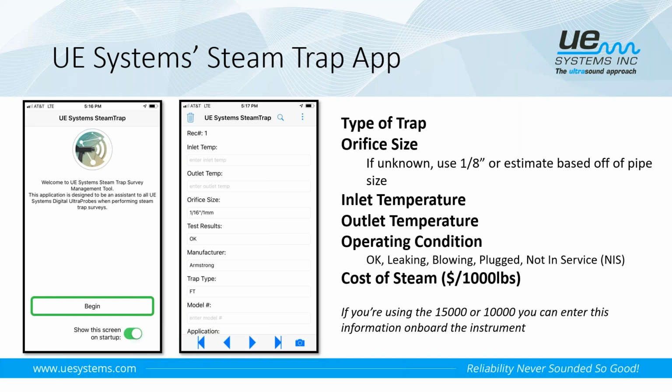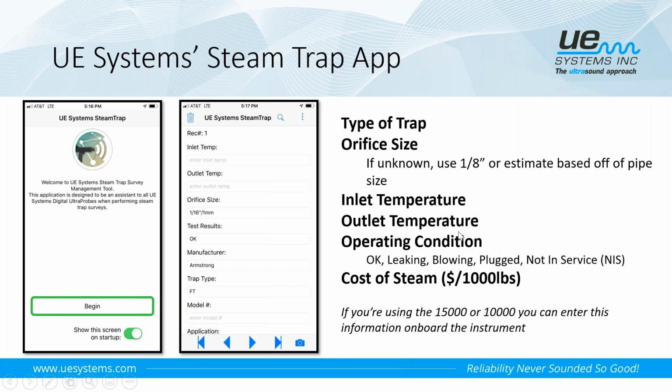Sure, there's going to be a little bit of drop off, but it's going to get us really, really close to the actual PSI steam. So then there's a formula in behind there that based off those temperatures and the orifice size, that's going to give us the cost. Aside from that, we just need to know our cost of steam, so a dollar amount per 1,000 pounds. And then, of course, our operating conditions. So if the trap is okay, if it's leaking, if it's failed open, and then our others, either plugged or not in service.